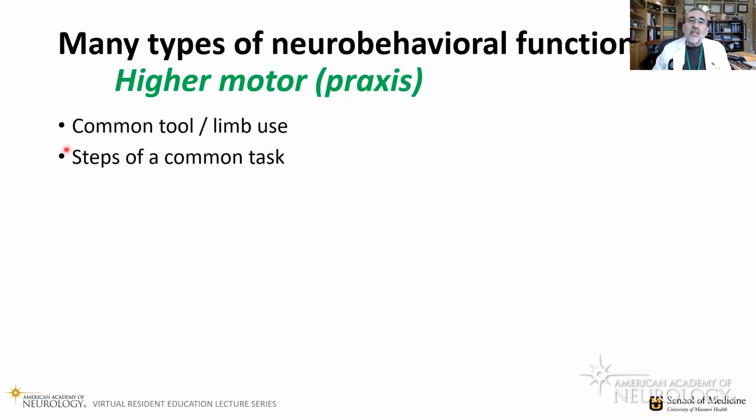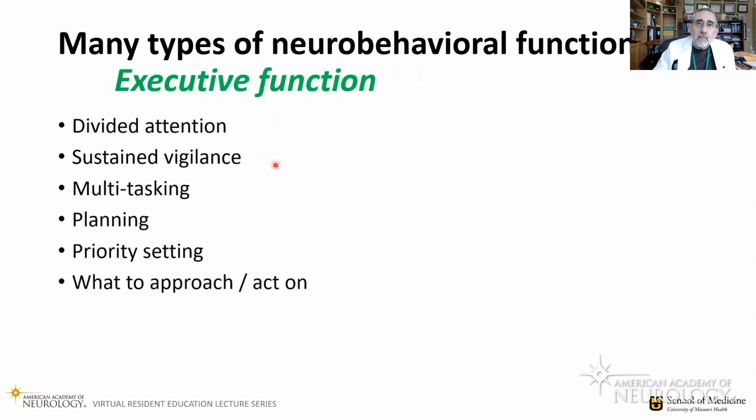Sometimes that's simply knowing the steps of a task. And again, as the clinician, you get this information by asking some good questions and by making some good observations. You need to do that so you can understand which neural networks are implicated and have a better sense, therefore, of what the possible causes might be.